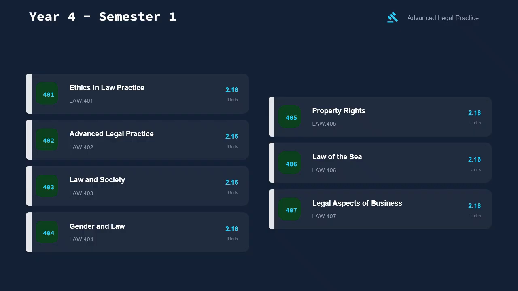lawyers represent indigenous communities in land claims, advise on communal ownership structures, and advocate for legal recognition. Students analyze indigenous property systems. They learn to respect cultural diversity in property law.